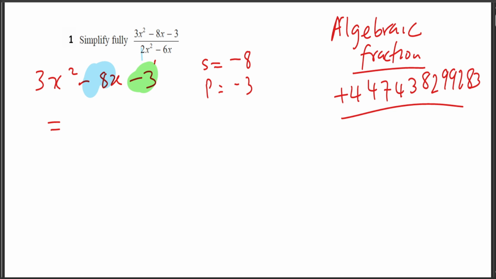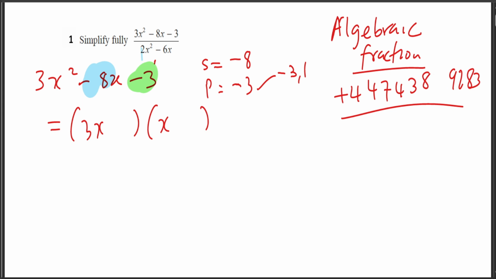So then how do you solve it? You start by writing 3x in a bracket with x, because we know that 3x times x is going to give you 3x squared. But now we come to the product side. The only two numbers that multiply to give you -3 are -3 and 1.